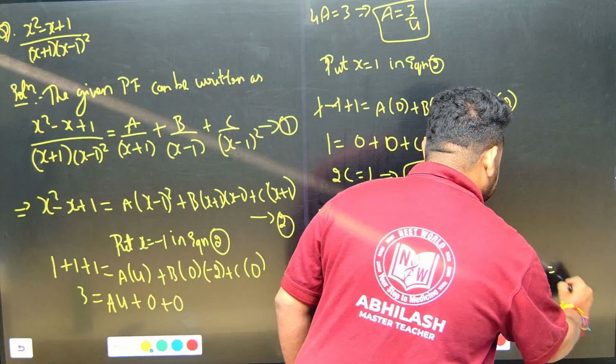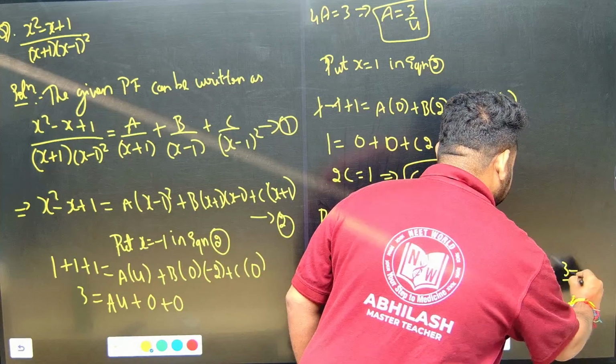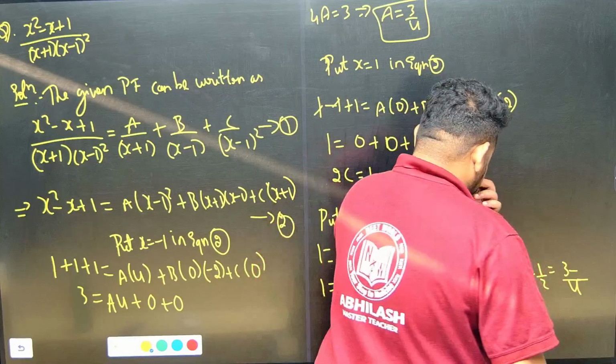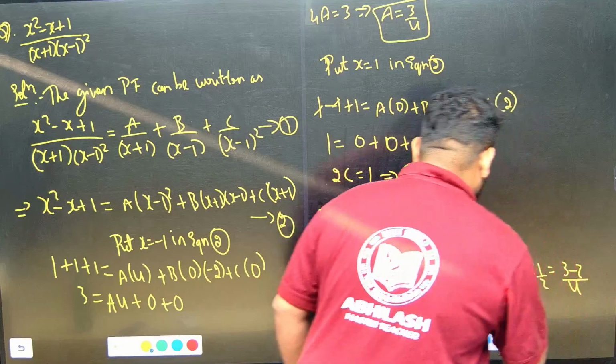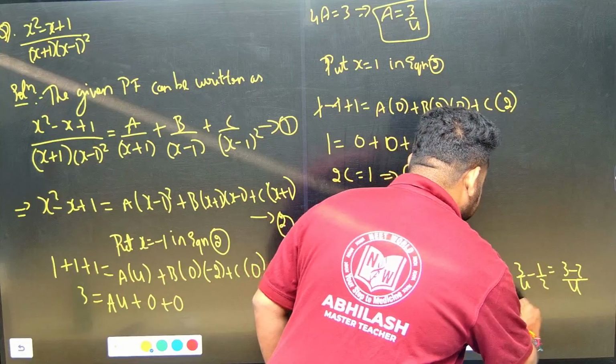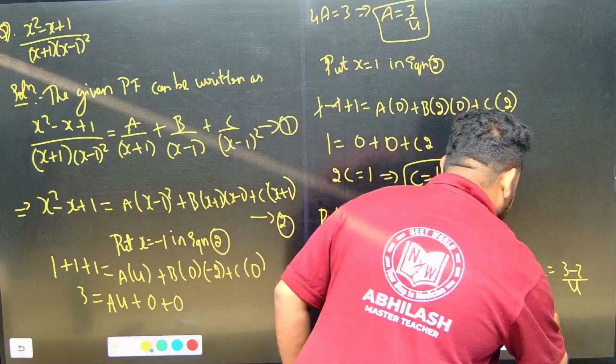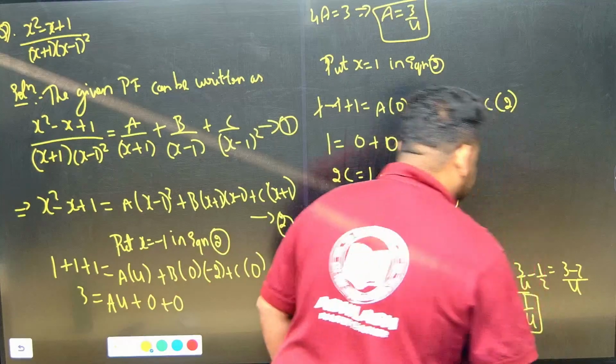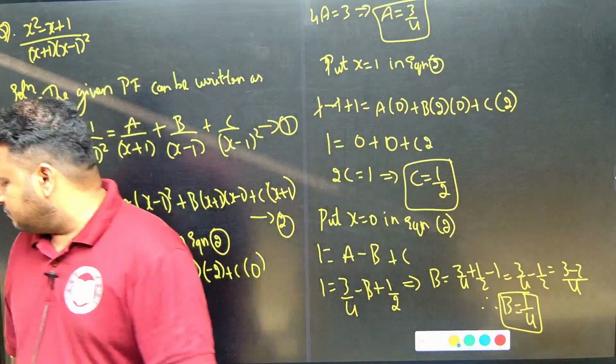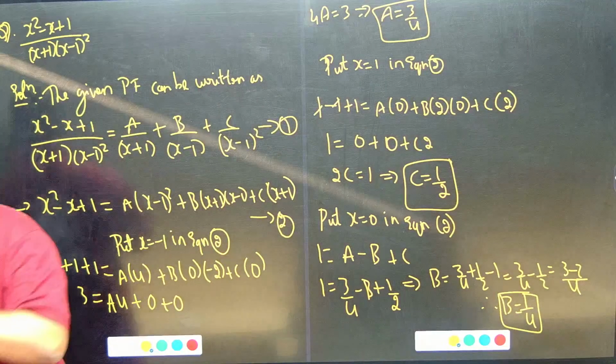So, if I take LCM as 4, this will be 3, and 2 2s are 4, so 3 minus 2. Therefore b will be equal to 1 by 4. We will get the value of b as 1 by 4. Clear? Now, what we can do?